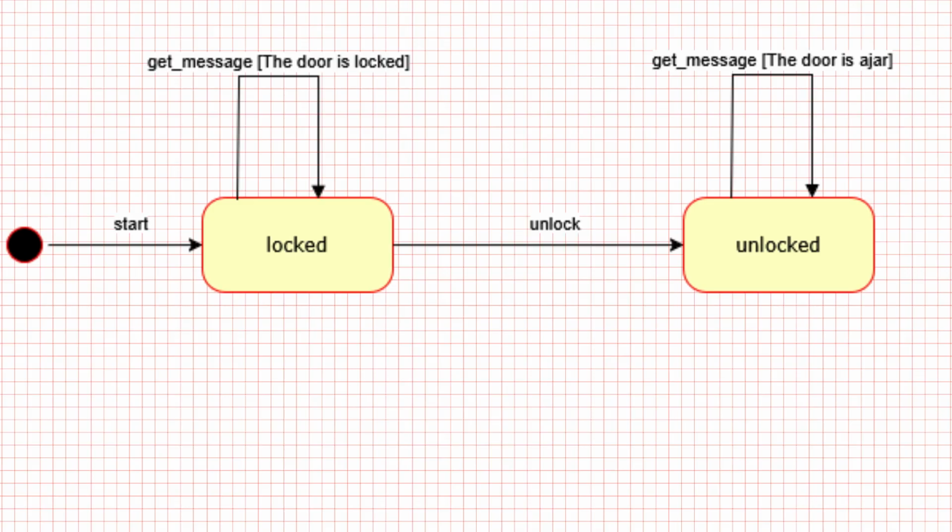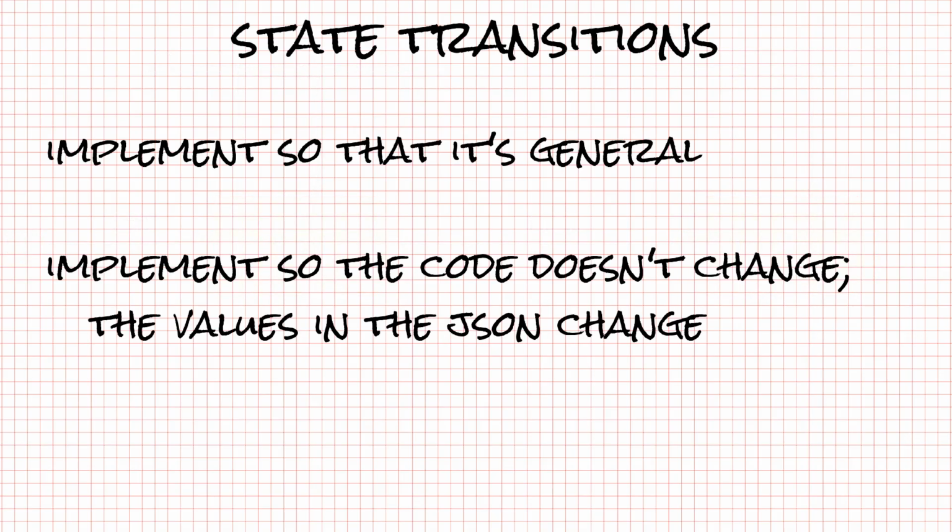Associated with the locked state is some descriptive text, such as "the door is locked." In the unlocked state, the door might have some descriptive text, such as "the door is ajar," just as an example. To get from the locked to unlocked state, the action might be unlock. In a game, we might use an item such as a key, and if it's the right key, the door changes state.